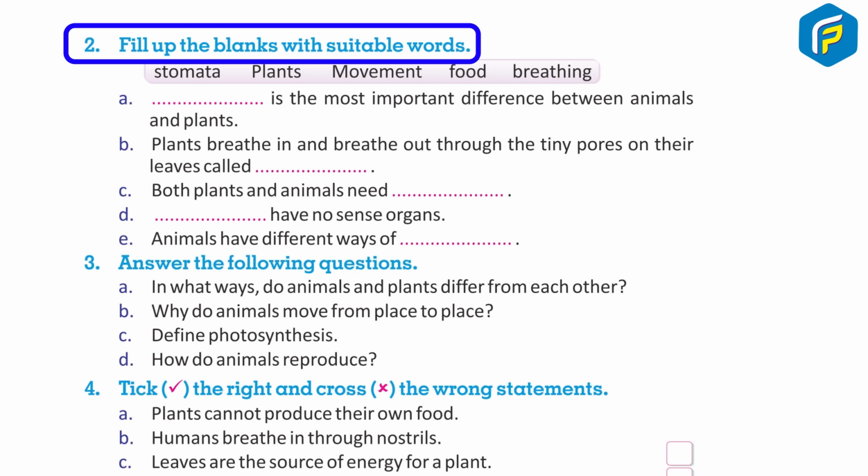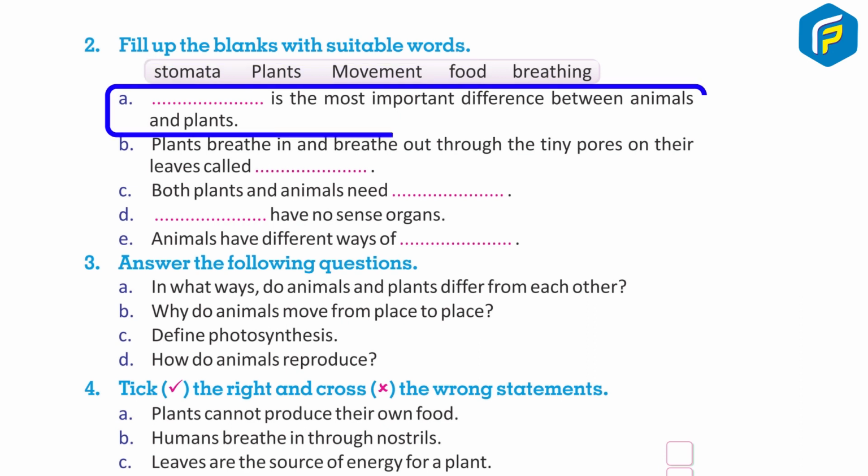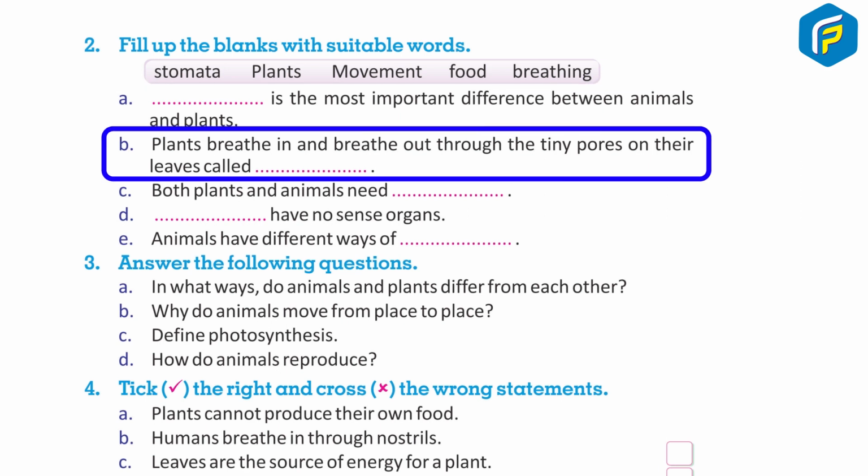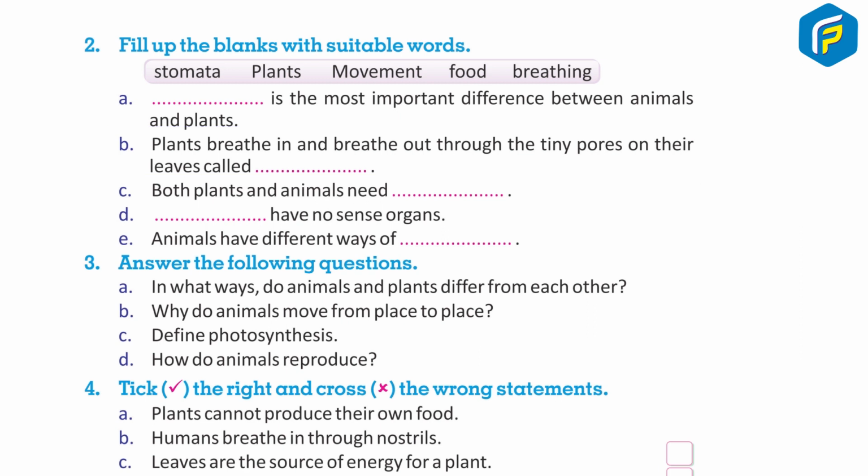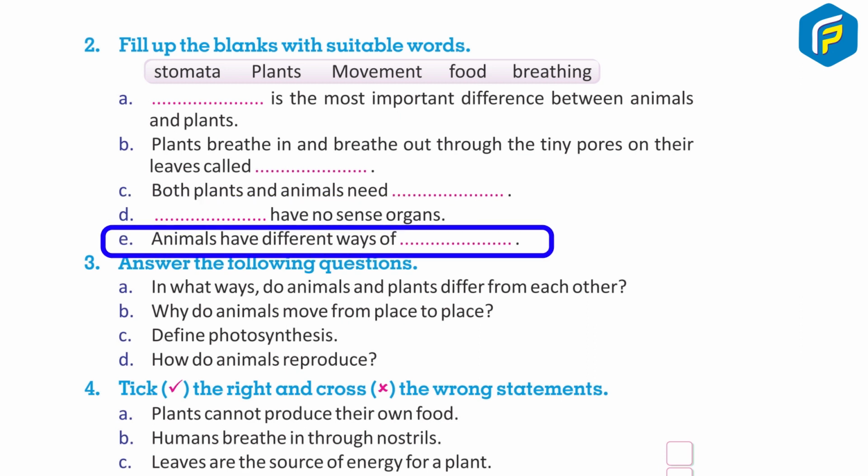2. Fill in the blanks with suitable words. A. Dash is the most important difference between animals and plants. B. Plants breathe in and breathe out through the tiny pores on their leaves called dash. C. Both plants and animals need dash. D. Dash have no sense organs. E. Animals have different ways of dash.